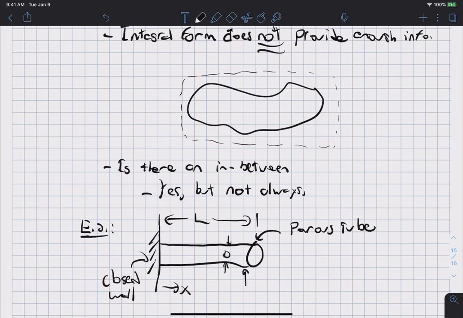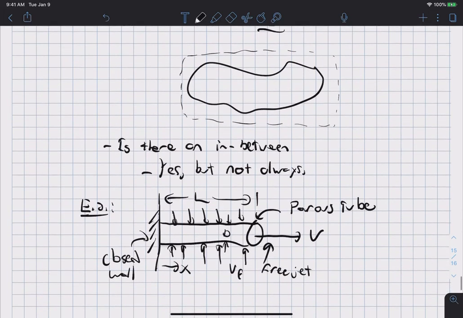And say around the circumference of the pipe, we have a uniform flow going into the pipe from the surface at velocity vf. As a result of this flow going into the pipe at velocity vf, we're going to have a free jet of fluid exiting the pipe, leaving at velocity v. And say you are tasked with optimizing vf and the pipe diameter and the pipe length.